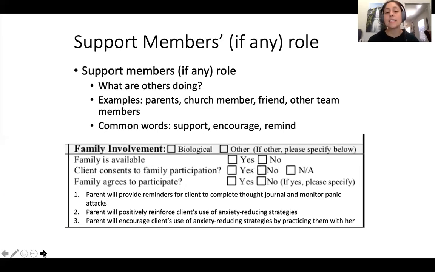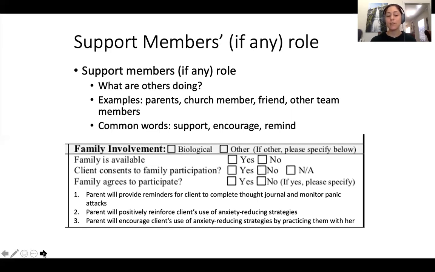Okay, next, the last section of the treatment plan is the support member's role, and this should be completed for minors when you have a parent or a guardian who's involved in the therapy process. You would begin with checking off whether or not the family is biological. If they are, check biological. If not, select other and specify below.